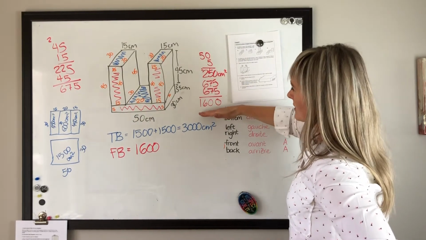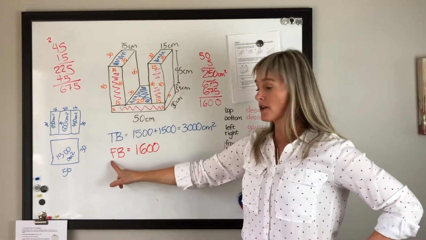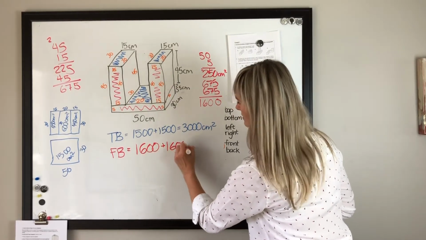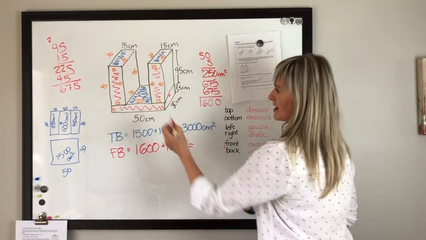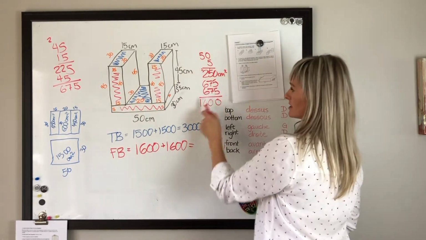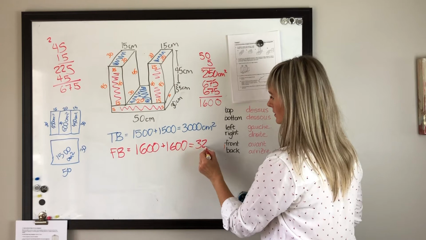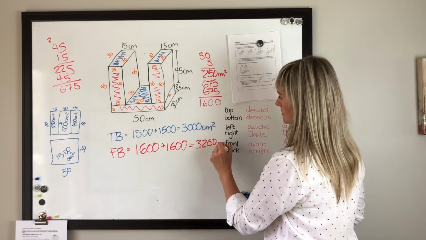Okay, so I've got 1,600, but that's only one part. That's only the front. So I have to have another one of those for the back. And just check with yourself every time. Did I do 2 of them? And did I add those up? And is this the total for both? No, it's not. Okay, so we're going to add those together. We know 16 and 16 is 32. So it's 3,200 centimeters squared.